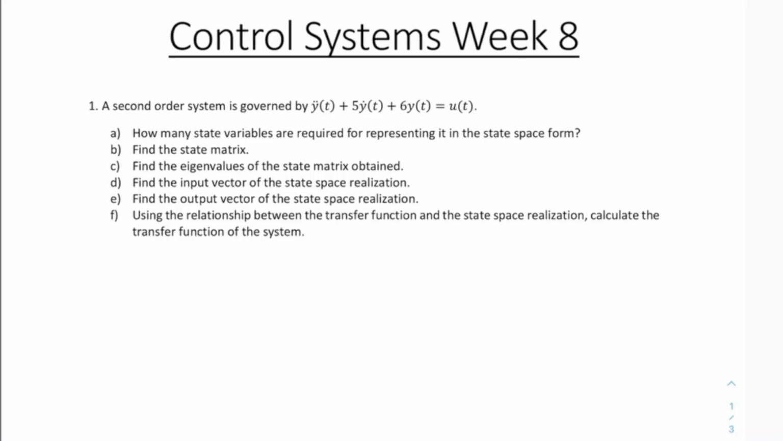Today in the first question, we have been given a second order system which is governed by this ODE. We have to find how many state variables are required for representing this second order system in the state space form. We have to find the state matrix, find the eigenvalues of the state matrix obtained, find the input vector of the state space realization, find the output vector of the state space realization, and then find the transfer function using a conversion from state space.